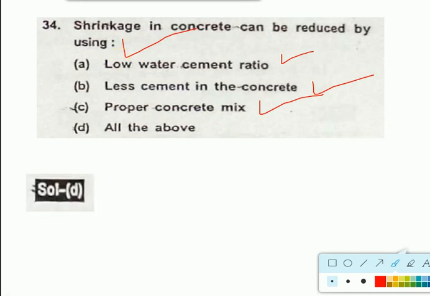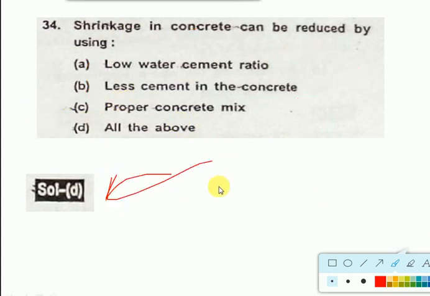If we reduce the water content, yes, definitely we can reduce the shrinkage up to some point. If we use less cement, then also we can reduce the shrinkage, because the hydration process can be moderated, and the proper concrete mix too. So all options are helpful for reducing the shrinkage. So the answer for this question is D.